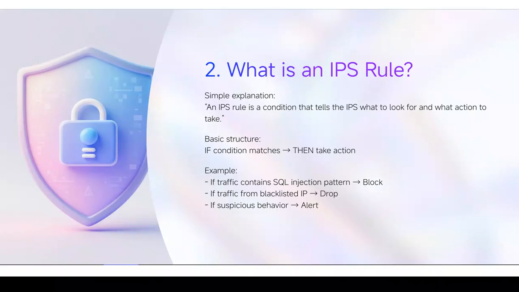What is an IPS rule? An IPS rule is simply an instruction. It tells the IPS what to look for and what action to take. If something suspicious is found, IPS follows the rule and takes the action. For example, if traffic contains an SQL injection attack, the IPS rule can block the traffic.